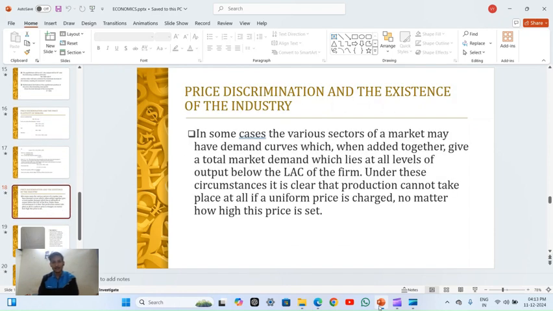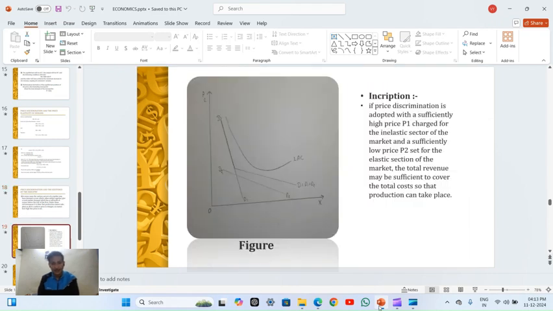Now, price discrimination and the existence of the industry. In some cases, the various sectors of a market may have demand curves which, when added together, give a total market demand which lies at all levels of output below the LAC of the firm. Under these circumstances, it is clear that production cannot take place at all if a uniform price is charged, no matter how high this price. So here is the figure of this.